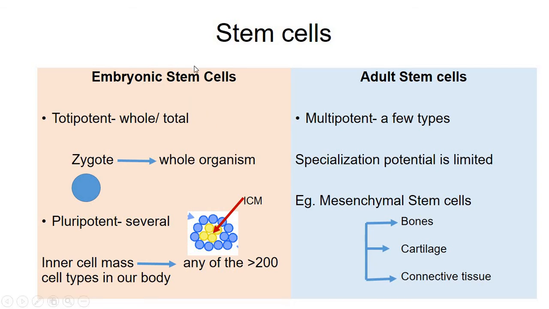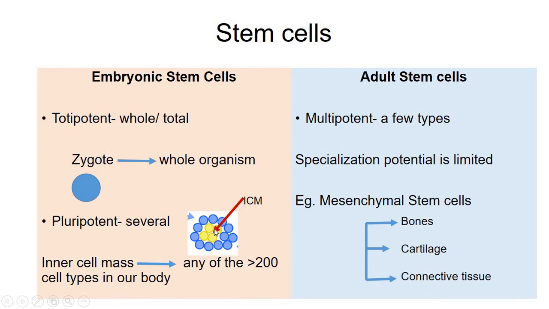Now we just want to make sure that we cover all these terms at the beginning of this lecture. When we talk about embryonic stem cells, we usually talk about two types of stem cells. Totipotent, which is whole or total. That's what toti means, is total. So the zygote is usually what we are talking about when we are talking about totipotent cells. So the zygote can give rise to the whole organism, including the placenta or the associated structures. Pluripotent means plenty, several. When we are talking about pluripotent stem cells, we're talking about all the cell types that are derived from this inner cell mass. So the inner cell mass can give rise to any of the over 200 cell types in our body.